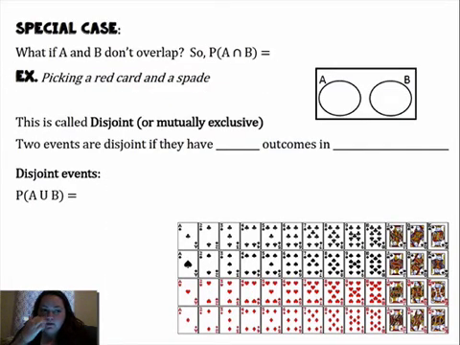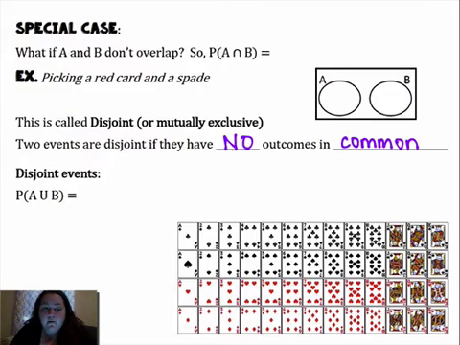Alright, special cases. What if A and B don't overlap? So the probability of A and B equals 0. Picking a red card and a spade. Well, you can't pick a red card that's a spade because spades are black. So this is called disjoint or mutually exclusive. Two events are disjoint if they have no outcomes in common.